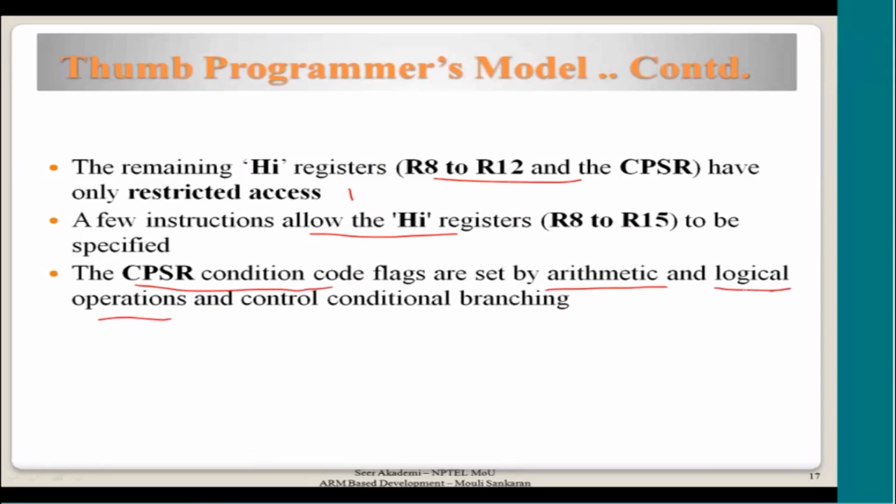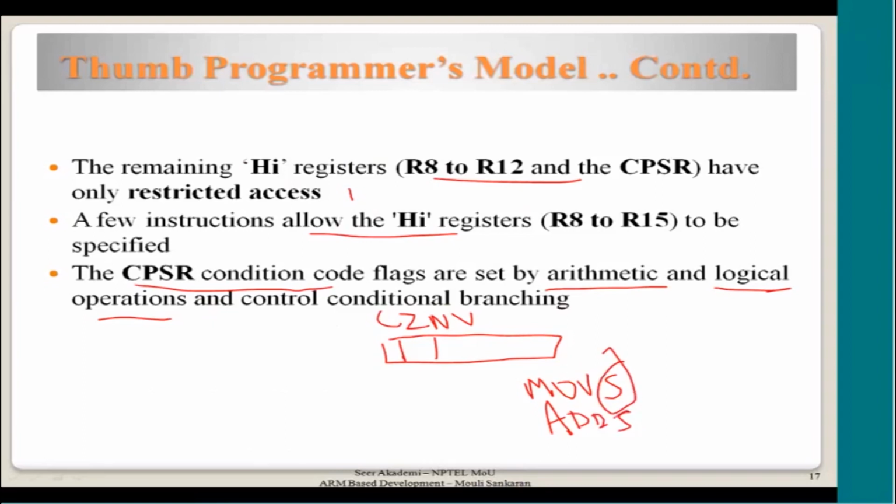One more thing I need to tell you here: the CPSR condition flags, correct? C, Z, N, V, our friends. In the ARM state, we will say MOVS, ADDS, right? Only when we mention S, the condition flags in the state register are modified. Otherwise, they are not modified by the ARM in the ARM state when you execute this instruction. Whereas in thumb state, there is no option of mentioning S at all. You will only say MOV or ADD.